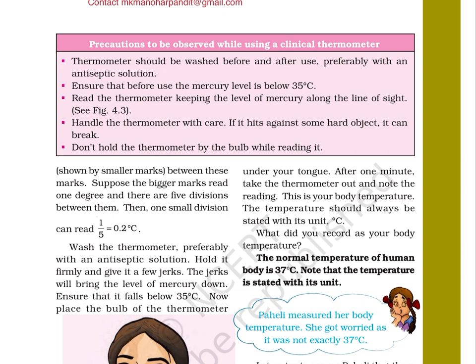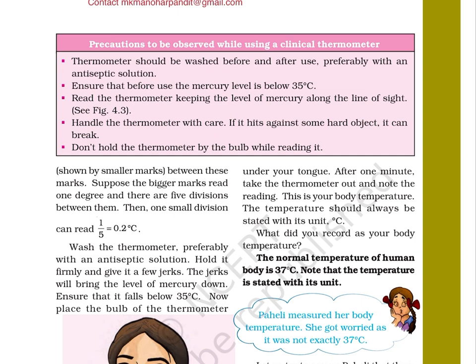Page 37. Precautions to be observed while using a clinical thermometer. 1. Thermometer should be washed before and after use, preferably with an antiseptic solution. 2. Ensure that before use the mercury level is below 35 degrees Celsius. 3. Read the thermometer keeping the level of mercury along the line of sight.